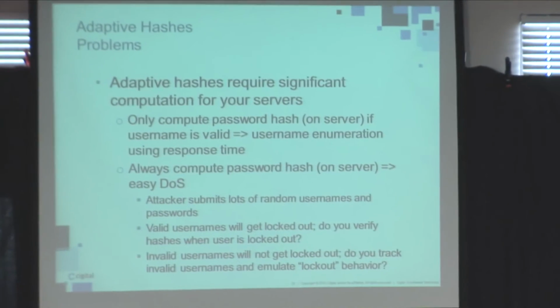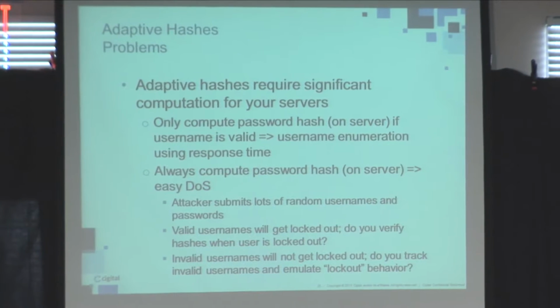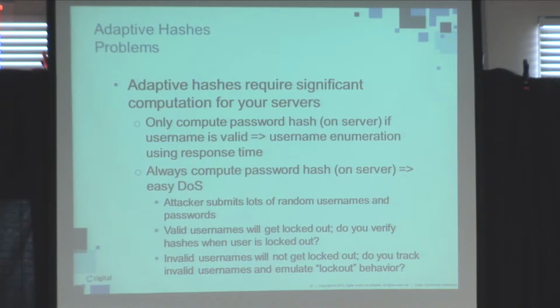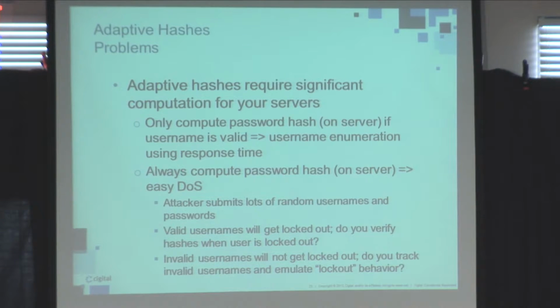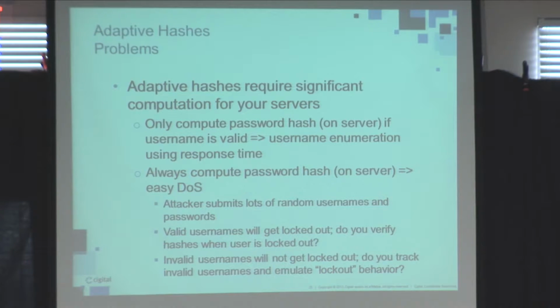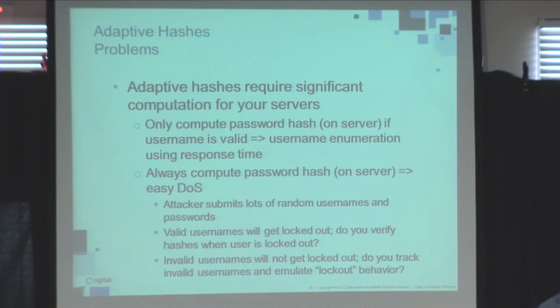So what are the problems with adaptive hashes then? They require a lot of computation from your servers. So the more we scale up the adaptive hashing parameters, the more work our server has to do to log in any user. Now, there's a few different approaches we can use in terms of when we compute these hashes. So typically, your users are going to be supplying a username and password. You can check the username and then say, well, if the username is valid, then I'll compute the adaptive hash to see if that password is correct. Or maybe I compute the adaptive hash every single time.